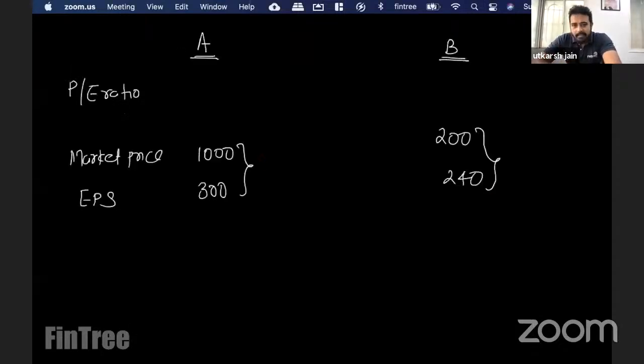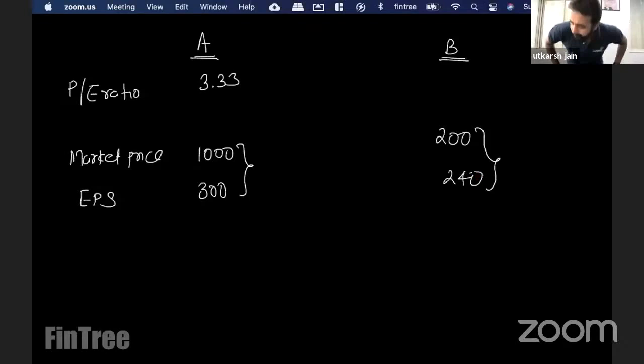Okay. So if I calculate a P ratio, this will turn out to be 3.33, market cap divided by EPS. And if I calculate the P ratio, and where is my calculator here? Okay, guys, I'm going to need my calculator. Give me a minute. Oh, it's just here.